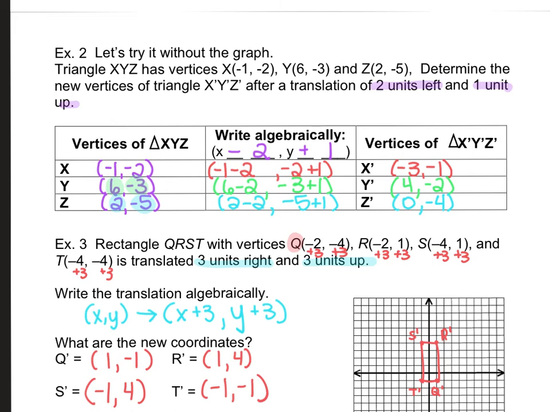All right, so we've got one last example. And that is to use the graph below as your preimage. So that's my original. Find the coordinates of its image if the following translation was performed. And it tells us that we're going to add 3 to each of our x values and subtract 1 from each of our y values. So that means each of the x values moves to the right 3, and then each of the y values moves down 1.